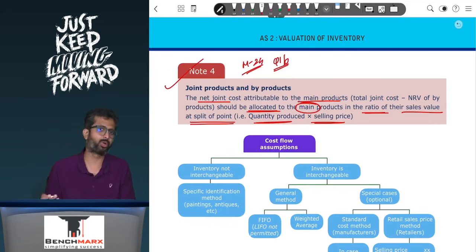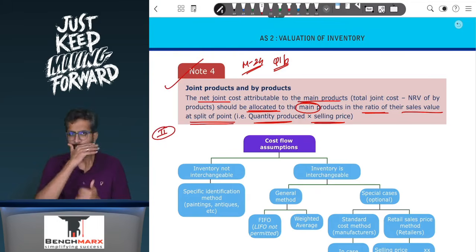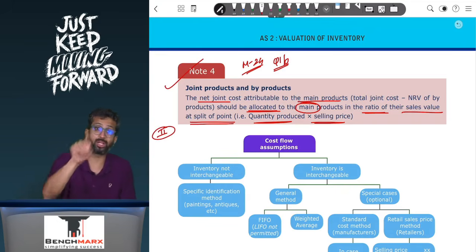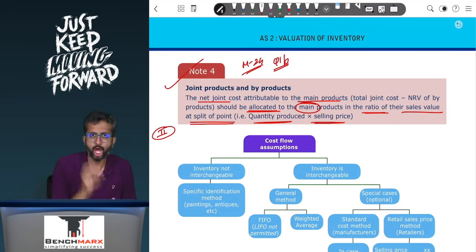Next you have cost flow assumptions. Now what do you mean by cost flow? This is the second part of your standard. Cost flow assumptions is just a sophisticated name for figuring out how the cost is flowing. Now usually for fixed assets, if I were to sell a particular fixed asset, I'll have to find out the WDV of that specific fixed asset to find a gain or loss on sale. But for inventory that can become very tedious.